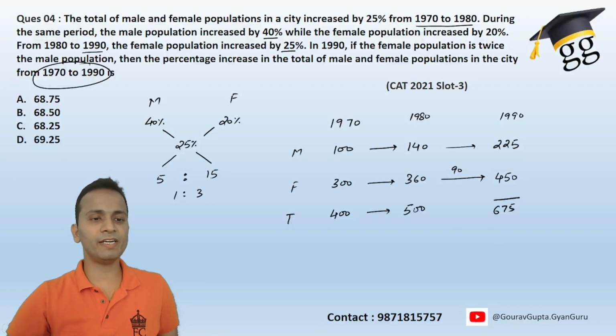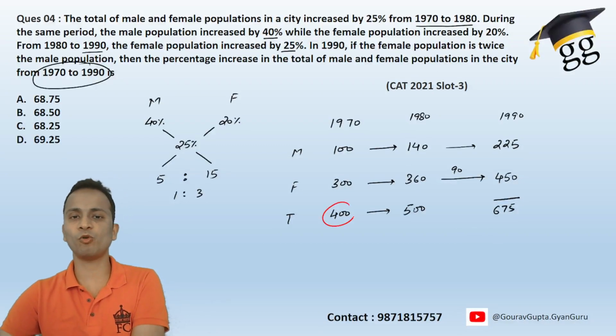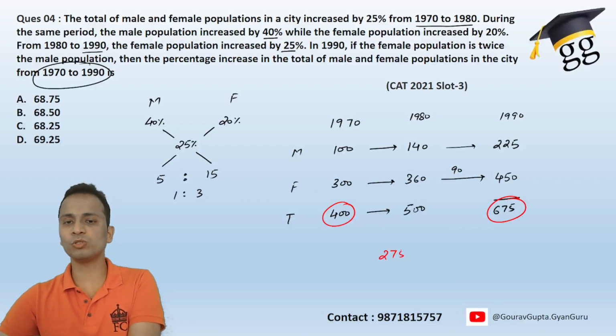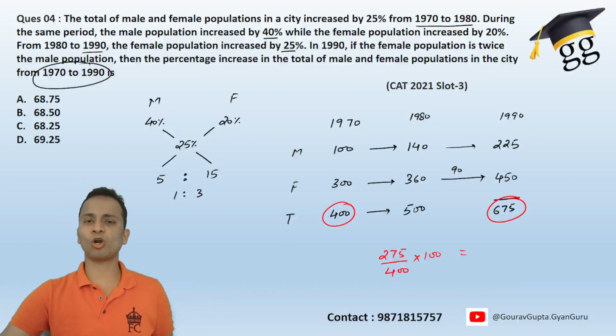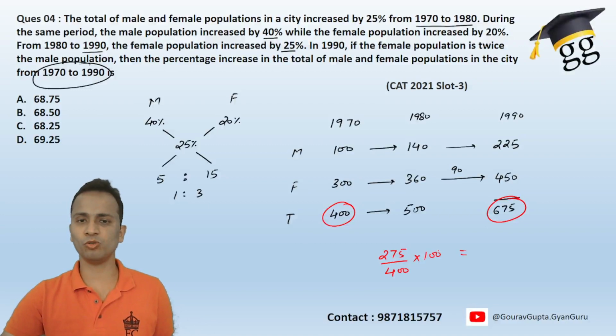Now, in 1970, how much was the population? It was 400. In 1990, it is 675. There is an increase of 275 over 400 multiplied by 100. Simplify this. You have 4 options. Mark your answer. Move on to the next question.